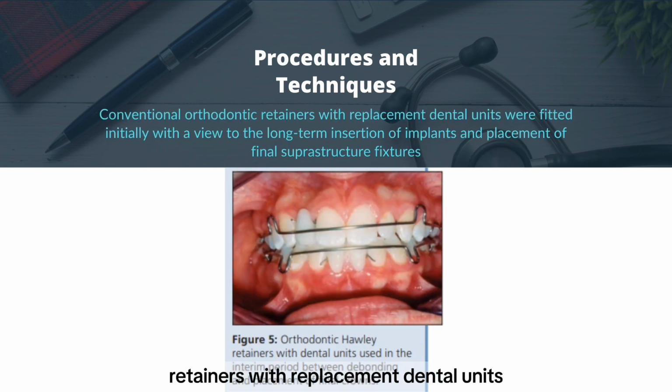Conventional orthodontic retainers with replacement dental units were fitted initially with a view to a long-term insertion of implants and placement of final suprastructure fixtures, shown in Figure 5. The orthodontic goal during both the active and retentive phases were achieved with good treatment outcome.